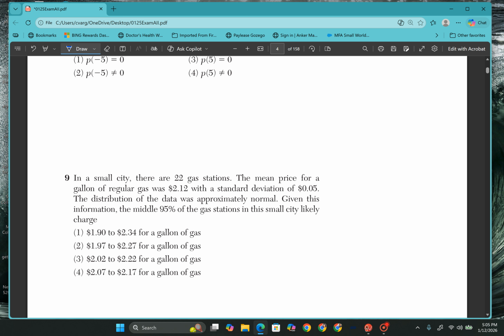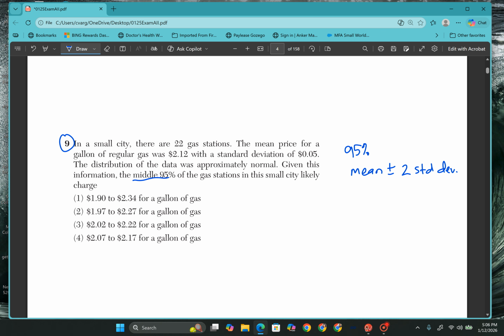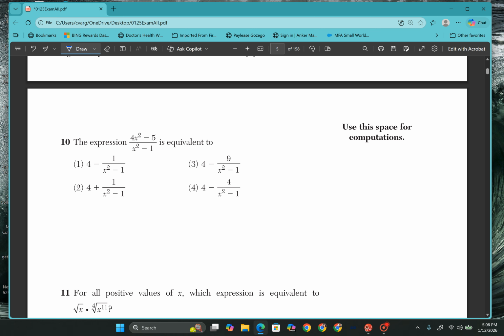Cool. This one is actually very simple to do because it says middle 95%. I did go through this last time, so I will count that. Remember, anytime it says middle 95%, we do the mean plus or minus 2 times the standard deviation. So this is completely doable at this point. You don't have to count it if you don't feel confident, but I think after this lesson you will.